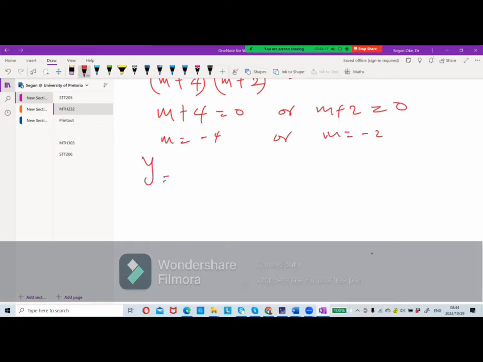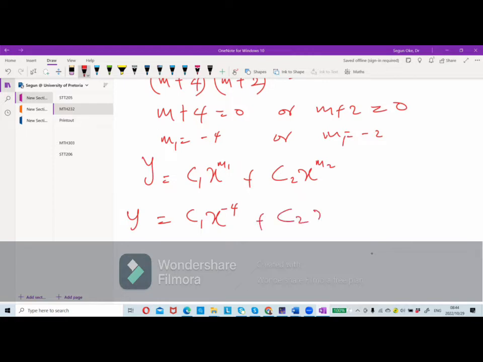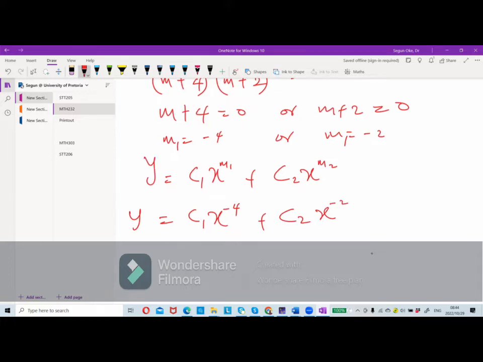y equals C1 e raised to the power m1 plus C2 e raised to the power m2. So which is y equals C1 e raised to the power minus 4 plus C2 e raised to the power minus 2. That is the solution we are asked to do. Any question?